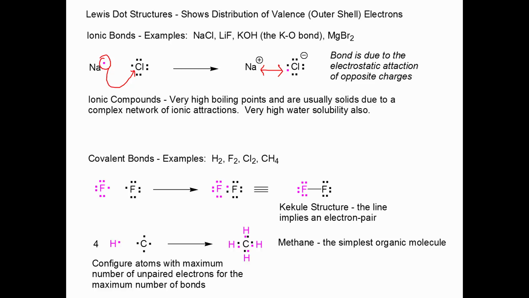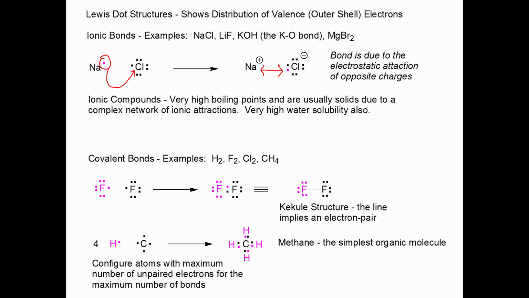Ionic compounds tend to have very high boiling points and are usually solids due to a complex network of ionic attractions. They also tend to have very high water solubility. Water is a polar compound, and ionic compounds themselves are very polar, so they have similar characteristics, and they dissolve and mix well with water.